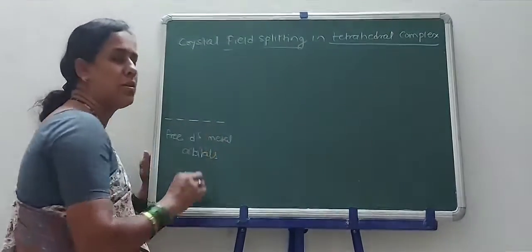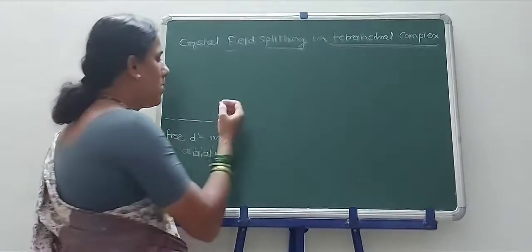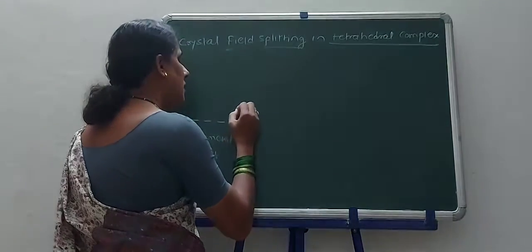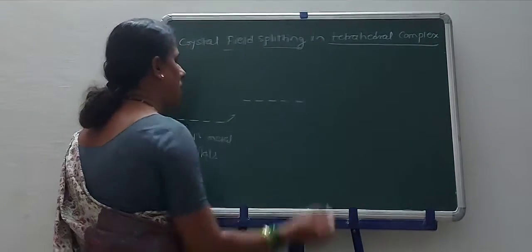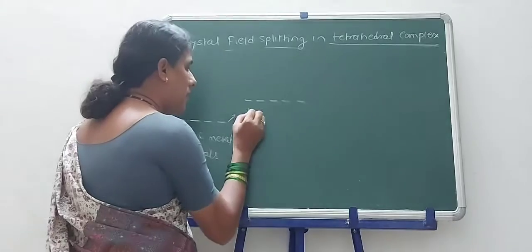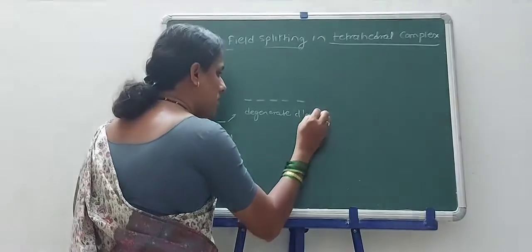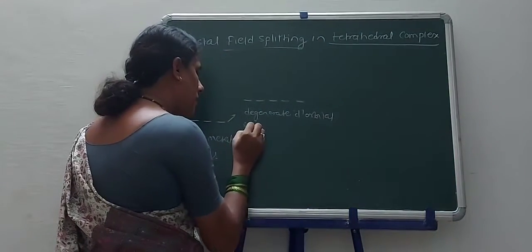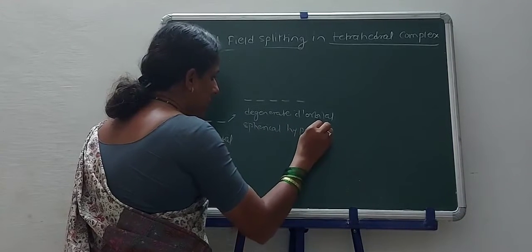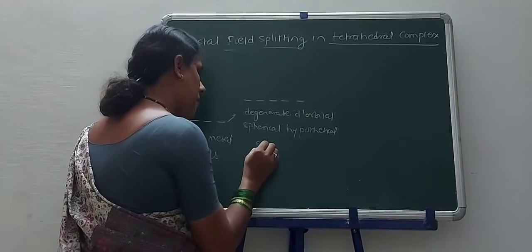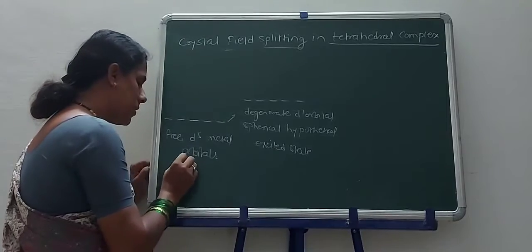After the approach of 4 ligands to these orbitals, they absorb energy and go to a next higher energy level. Therefore there is formation of 5 degenerate d orbitals in a spherical, hypothetical excited state. These are also degenerate orbitals.